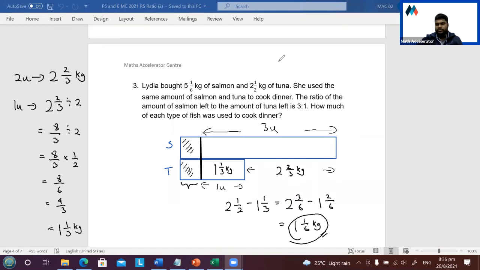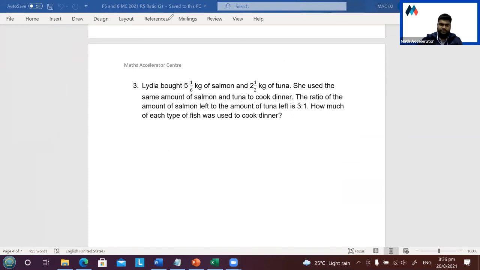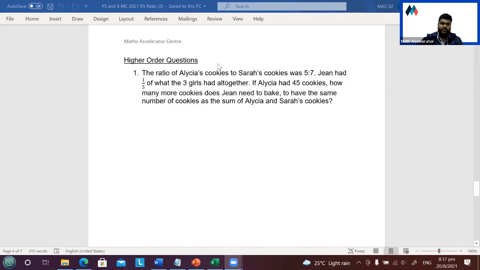Okay, now let's move on to the next question. Okay, higher order. So you've got two higher order questions here. For some of you who had done the quiz, you may find this question quite familiar. The ratio of Alicia's cookies to Sarah's cookies was 5:7. Jean had 1/5 of what the three girls had altogether. To solve this question, this sentence is the most important sentence. What do you gather from this sentence?